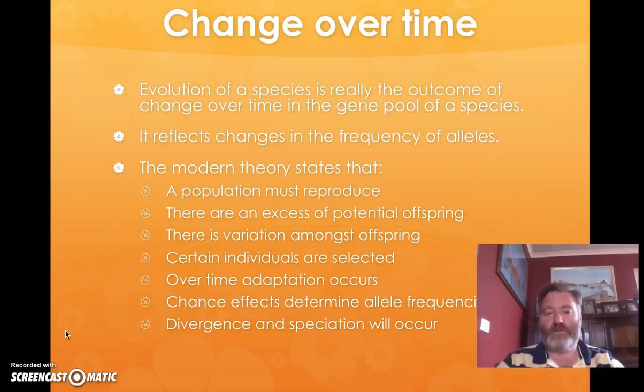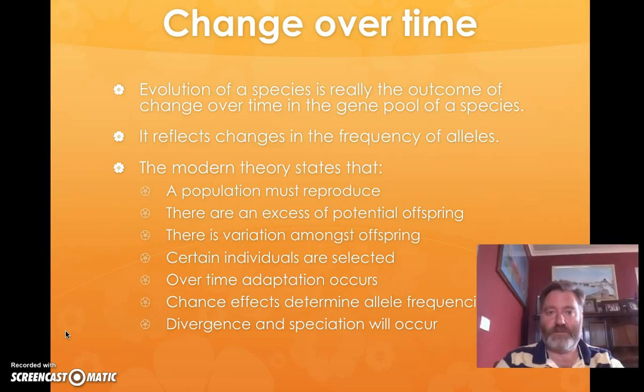So the evolution of new species is the outcome of change through time in the gene pool of that species and change in the environment, so that the changes in the gene pool offer better chances of survival. So the modern theory basically states that a population must reproduce. There needs to be an excess of potential offspring. There needs to be variation amongst the offspring, and one glance around a classroom will show that we're all quite different. Certain individuals are selected, generally because they're more fit for their environment. And over time, those individuals pass on their genes and adaptation occurs.